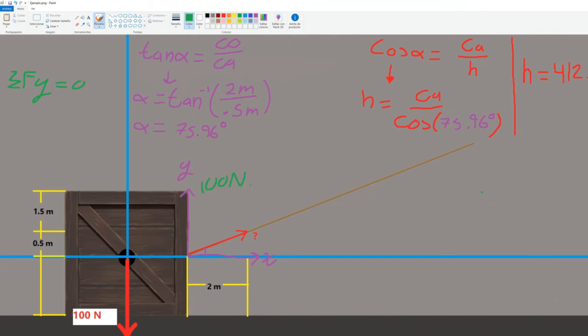And let's calculate the angle with this tangent function. We use this tangent function, and the next step is to clear the angle and replace the values we have of distance. The opposite leg is 2 meters, and the adjacent leg is 0.5 meters. And we have a result of 75.96 degrees.